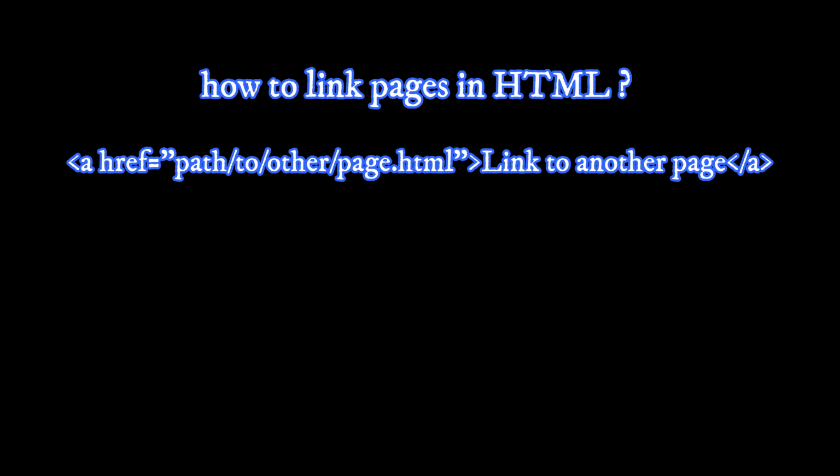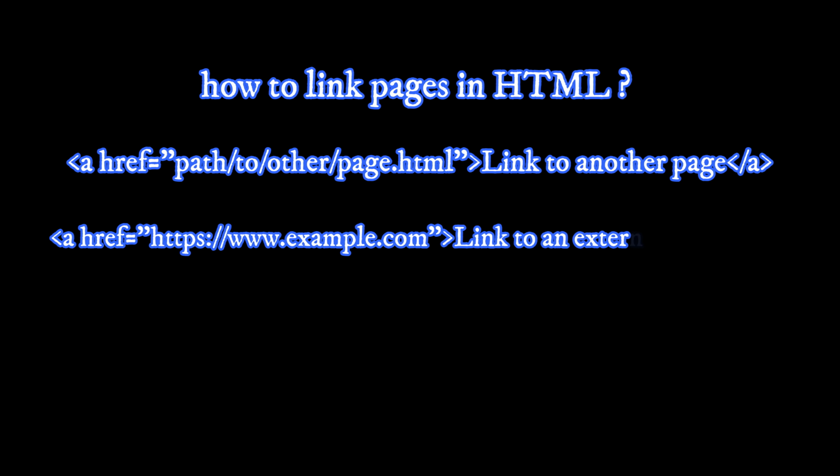The text "Link to another page" is the visible text that the user will click on to follow the link. You can also link to external web pages by specifying the full URL in the href attribute, like this. In addition to linking to other HTML documents or external websites, you can also create links to specific locations within the same page. This is done by using the ID attribute to create an anchor point, and then using the href attribute to link to that anchor point.